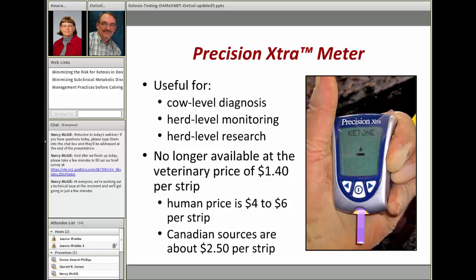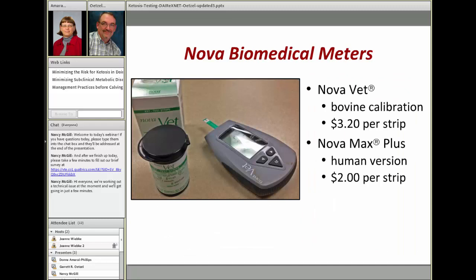What we have had some people doing, it's not terribly convenient, but Canadian, even other sources overseas, this is through human marketing, but they sell them a lot cheaper in other countries. So a lot of people are getting it into the U.S. at around $2.50 a strip. But doing this kind of import-export work is not fun. It's certainly legal. It's just a diagnostic test. We're not running drugs across the international borders, but it's a little bit harder.